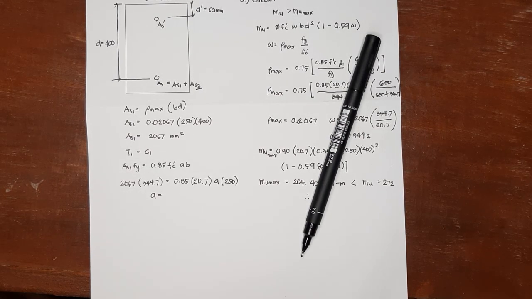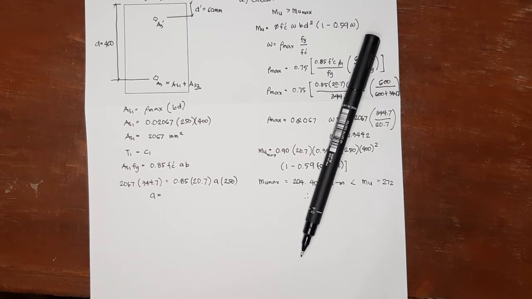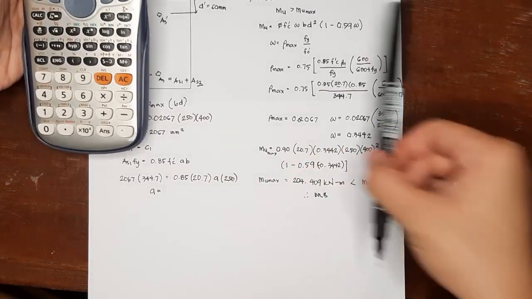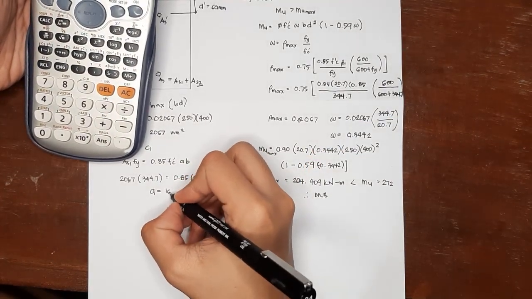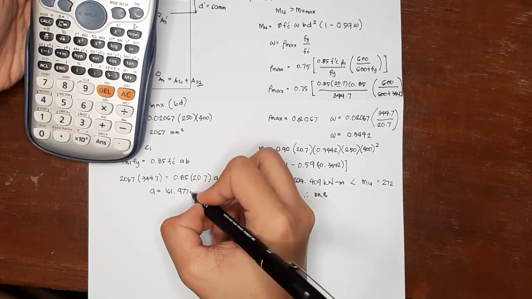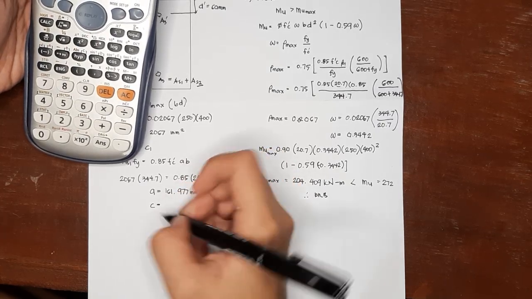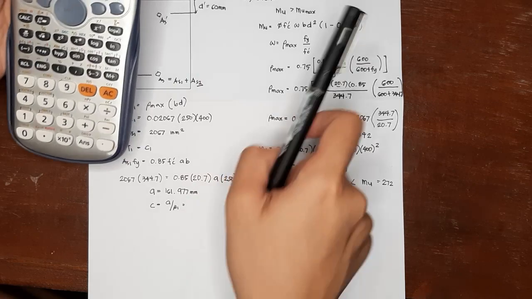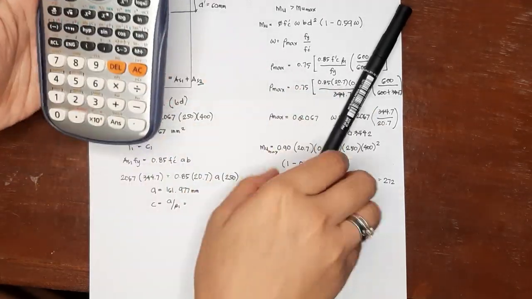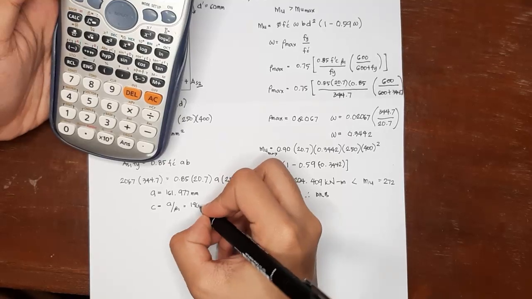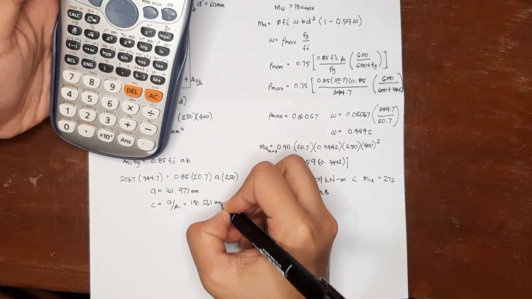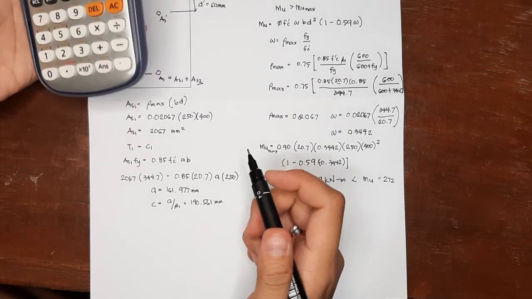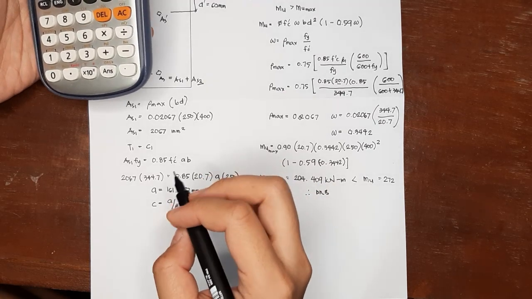0.02067. This would give us 161.977 millimeters. And it would give us the value of C, wherein C is A over beta. That is 190.561 millimeters. Okay, so we have to solve whether your steel in both tension and compression is yielding.